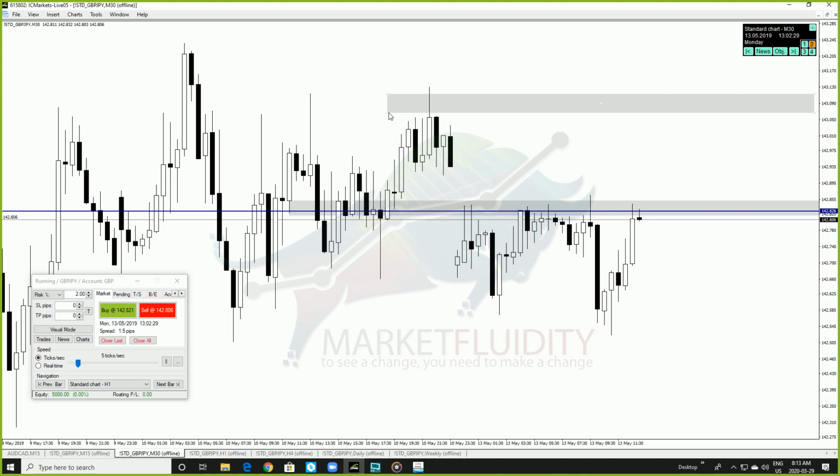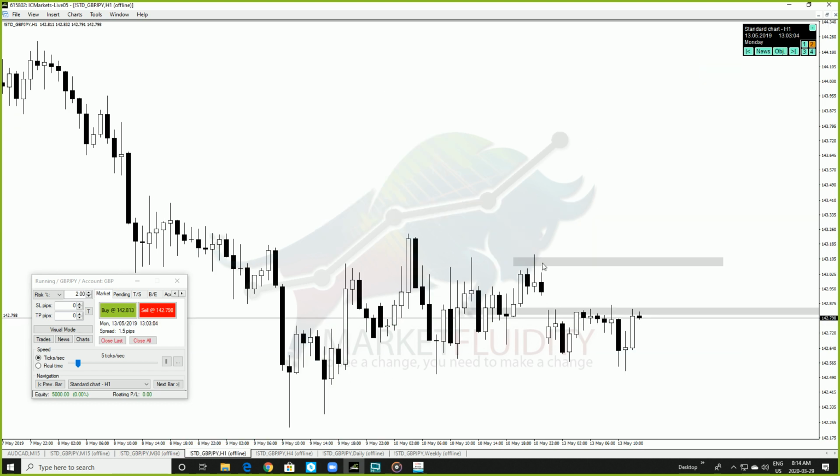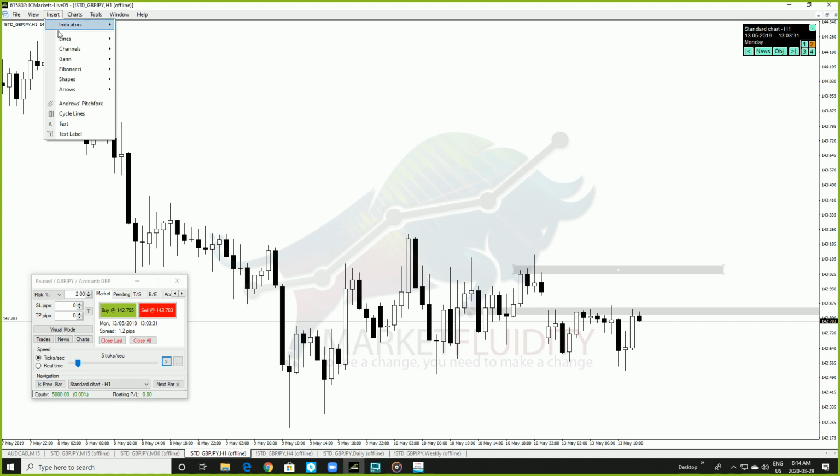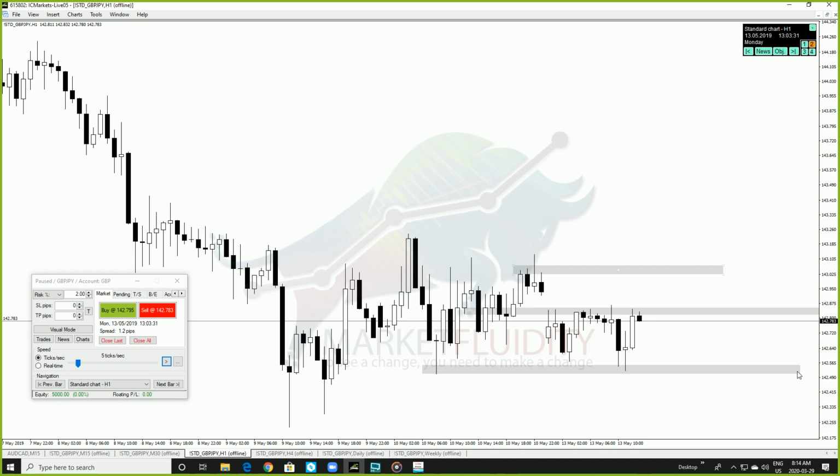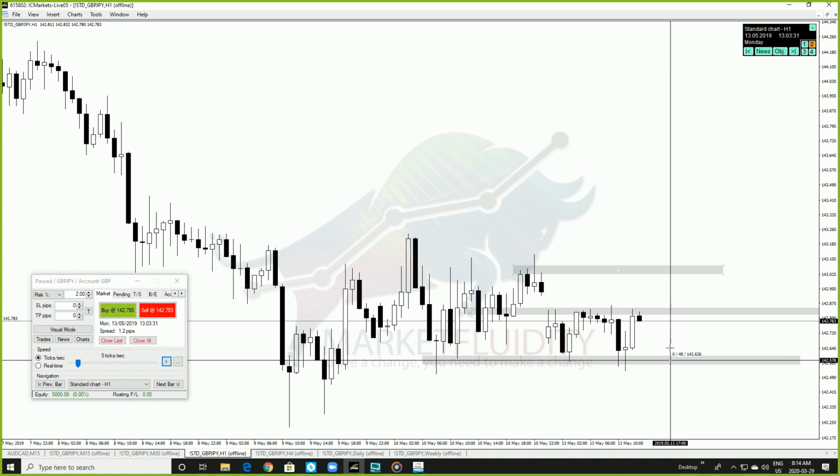Let's see what this is on the 1 hour chart. Yeah, that would make sense to go up if it breaks resistance. But if it breaks support, let's make our support. So we have a support right here, right? We have our support right over here. This is a 25 pip range.